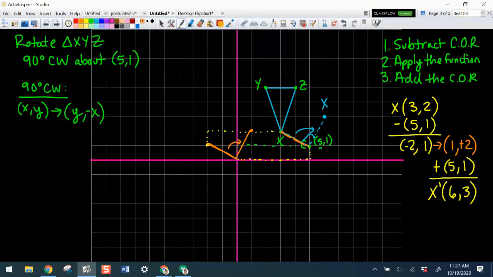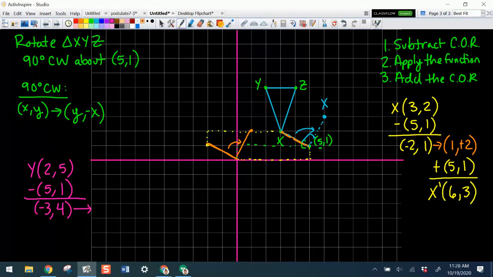I'm running out of room on that end over there, so I'll do y over here. Y is located at (2, 5). So again, we will subtract the center of rotation. 2 take away 5 is -3. 5 take away 1 is 4.